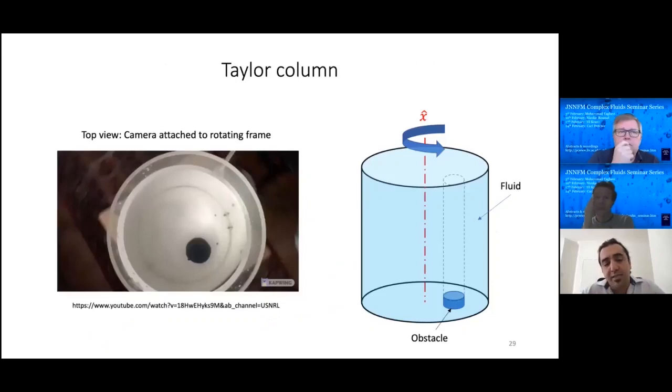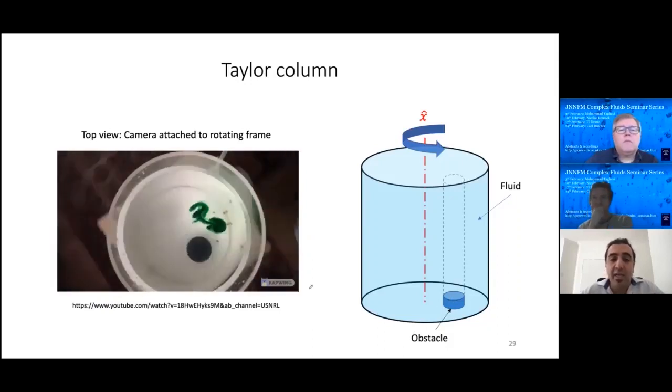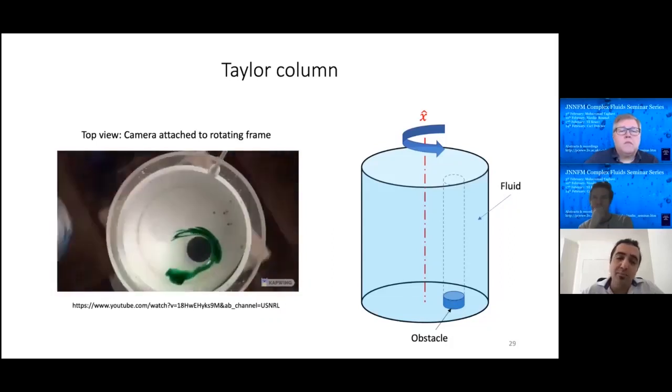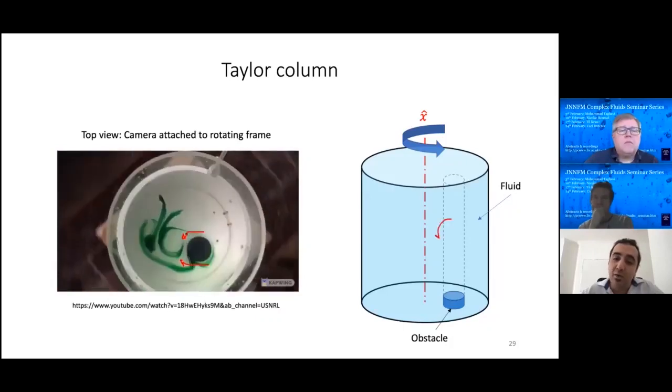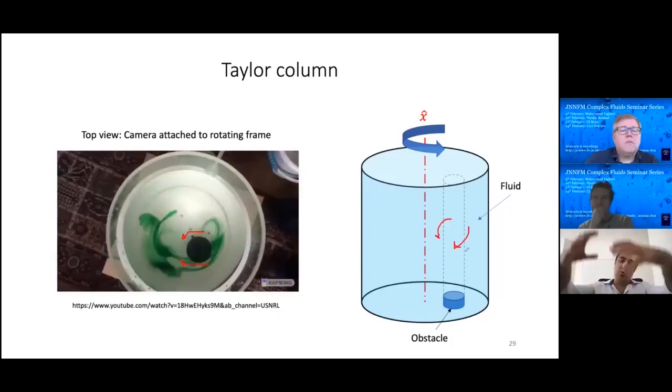A way to visualize the application of the Taylor-Proudman theorem is by putting an obstacle in a rapidly rotating fluid. The obstacle creates a column of stagnant fluid, which is referred to as a Taylor column. You can see the tracer moves around the column and avoids the Taylor column. As you saw, the dyed fluid goes around the column. This emphasizes the axial rigidity and the columnar structure of rotating flows in general, and of our flows in particular.